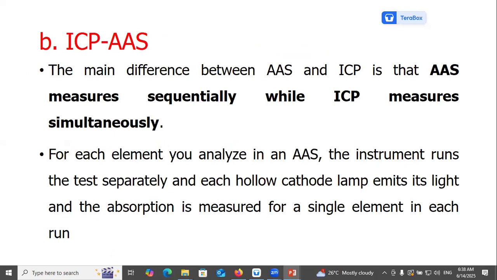ICP versus AAS. The main difference between AAS and ICP is that AAS measures sequentially while ICP measures simultaneously. For each element you analyze in AAS, the instrument runs the test separately and each hollow cathode lamp emits its light and absorption is measured for a single element in each run.